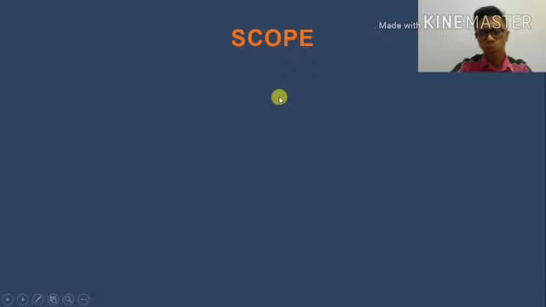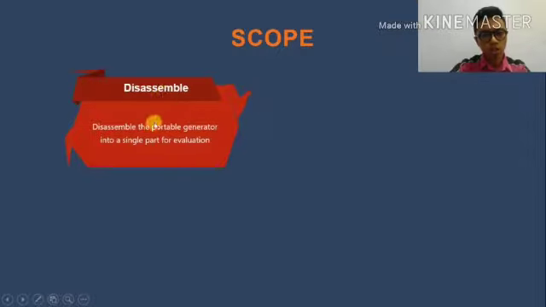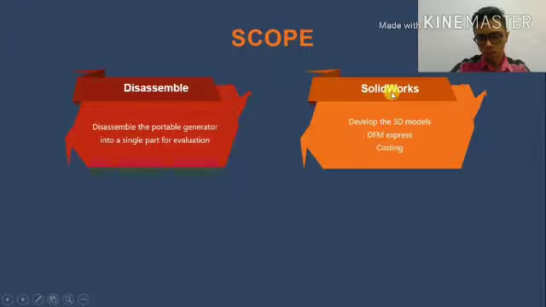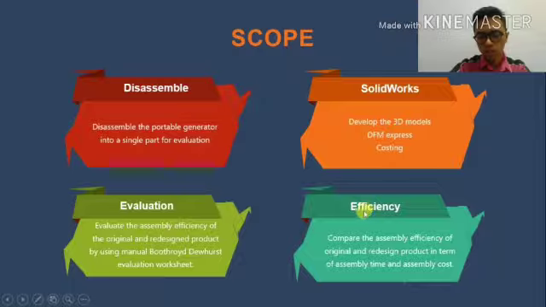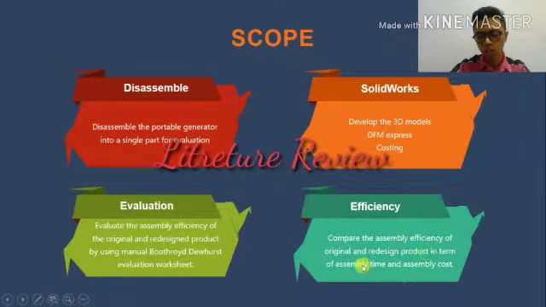With the scope of the project, basically for DFMA, the product generator is in the part of evaluation. The evaluation was used to develop the model, DFM analysis, and the evaluation of the assembly of the design and the product by the knowledge, before user evaluation is used. After that, the assembly of the original and redesigned product is compared by assembly time.